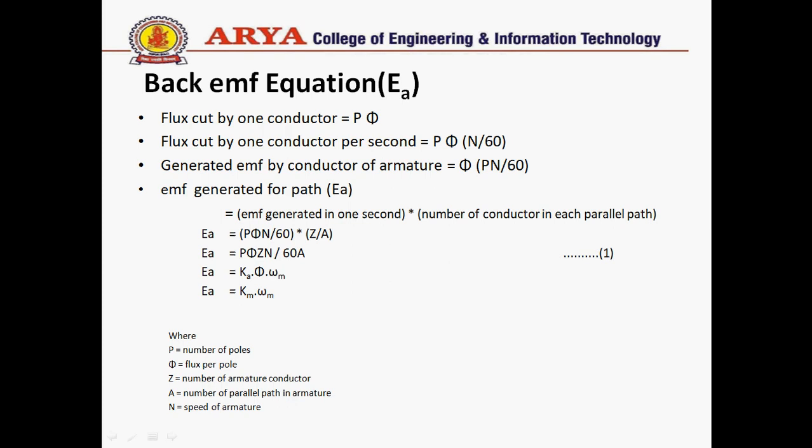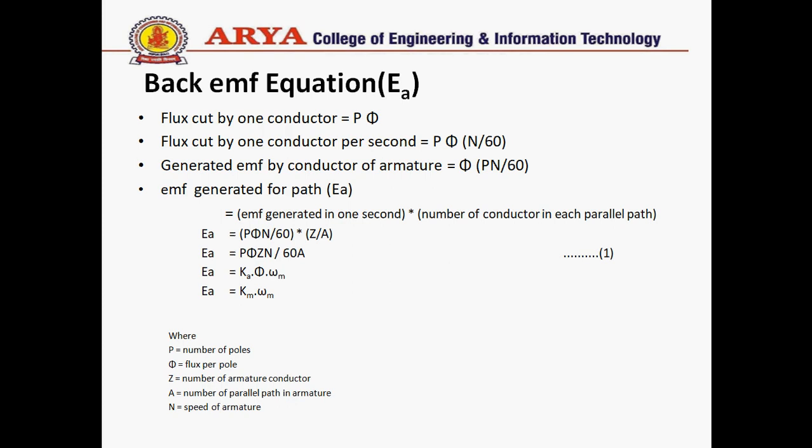Back EMF is generated when the supply is provided to the motor. That EMF is known as back EMF, denoted by EA. Now, the flux cut per conductor is P phi, where P is the number of poles. If we calculate the flux cut by one conductor per second, we divide P phi by 60. Then the EMF generated by a conductor of the armature is phi Pn by 60.